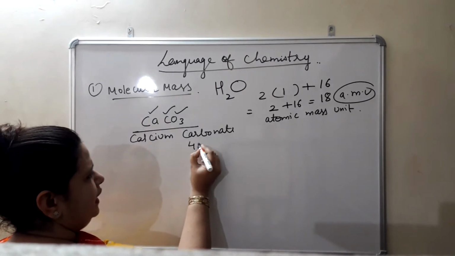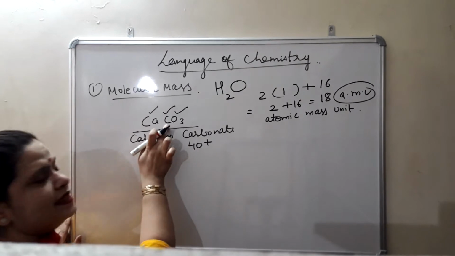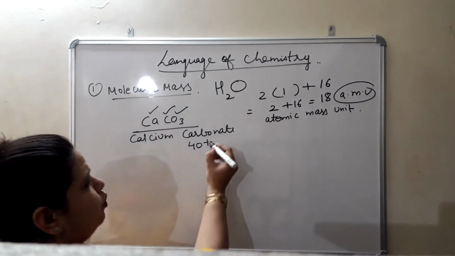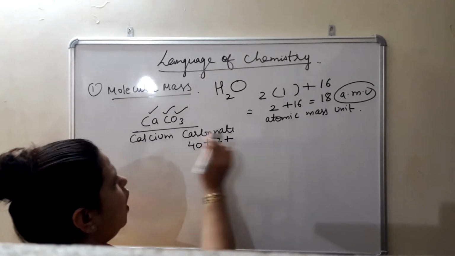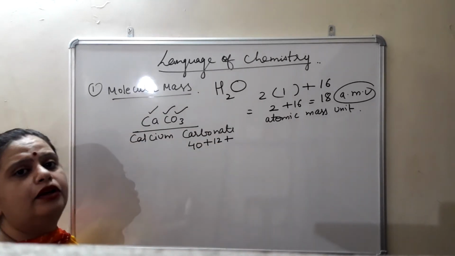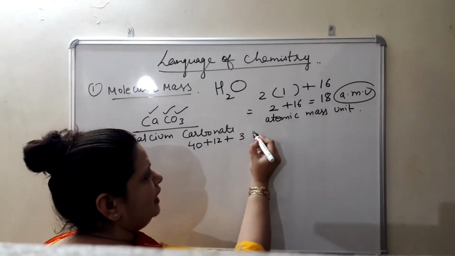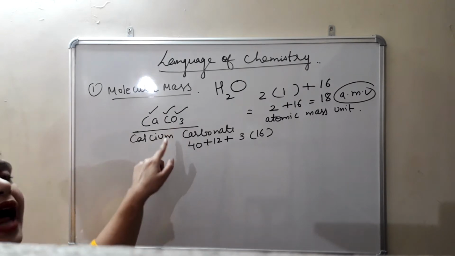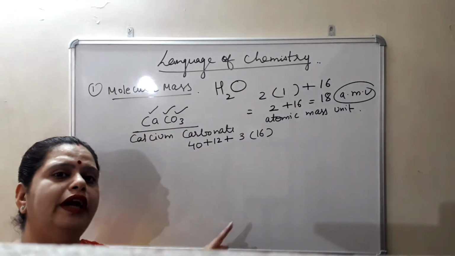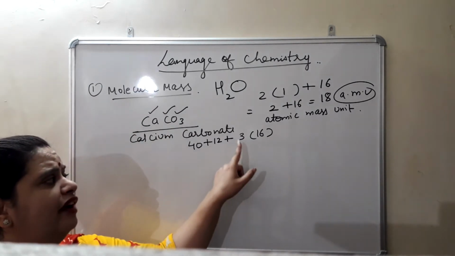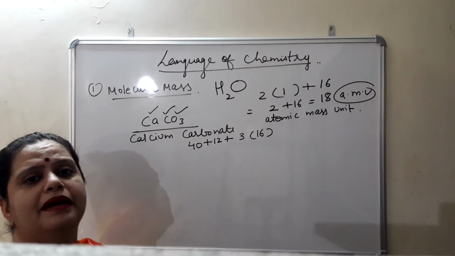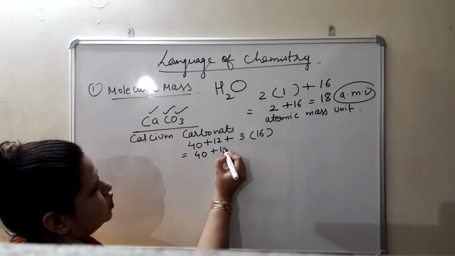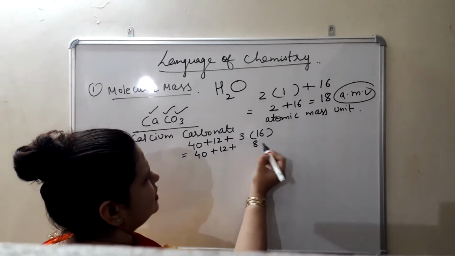So first of all 40, plus the second element is carbon. Carbon atomic number is 6, mass number is 12. Plus, how many atoms of oxygen? 3 atoms of oxygen. So 3 multiplied by 16. Why 3 multiplied by 16? Because 3 atoms are there and we have to calculate for each and every atom. That's why I have written here 3 multiplied by 16. Now you can find out 40 plus 12 plus 48.